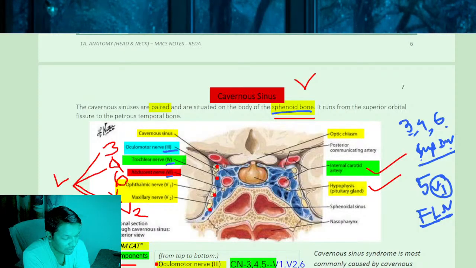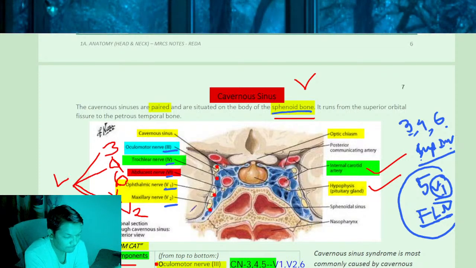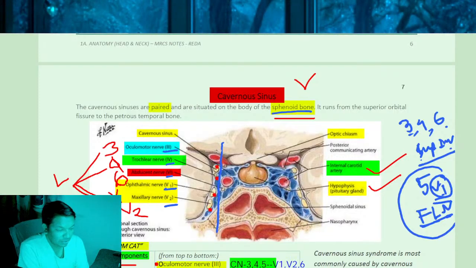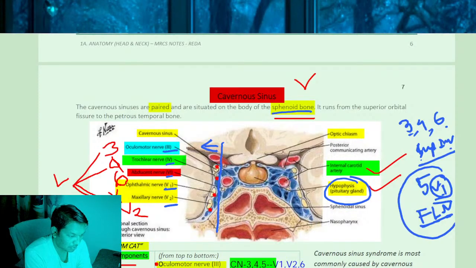But here is the exception: in the superior orbital fissure we had only V1, but here we have V1 and V2. This is the difference. So it is divided into two components. You can see like this, this is the lateral side, and this is the pituitary gland or hypophyseal fossa, so this is the medial side. They have a medial wall and a lateral wall. In the lateral wall component we have the oculomotor nerve 3, trochlear nerve 4, V1 and V2.